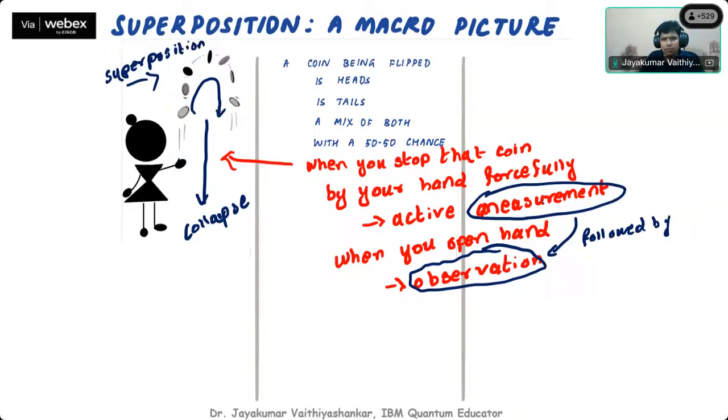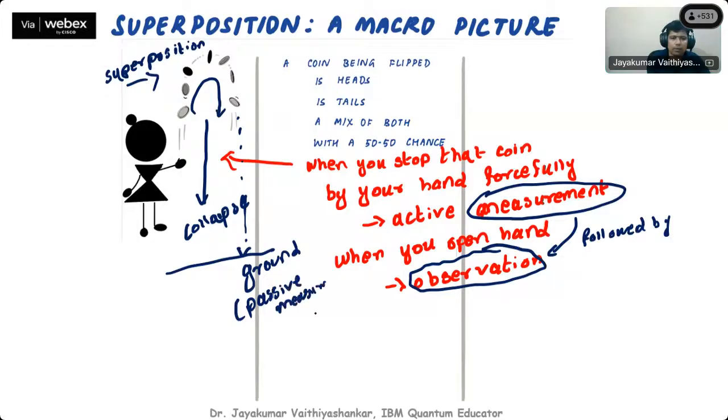Are you able to understand the concept? We have a coin. A coin contains two faces, head or tail. During the air flip, it is in superposition. So in two ways you are able to do measurement. Allow the coin to freely fall down to the ground, which is called passive measurement. When you try to stop that coin by your hand, it is active measurement. Whichever measurement is used, the superposition state will get collapsed.